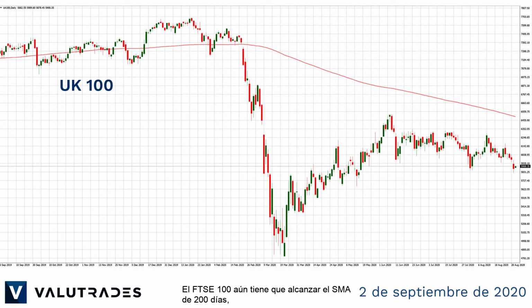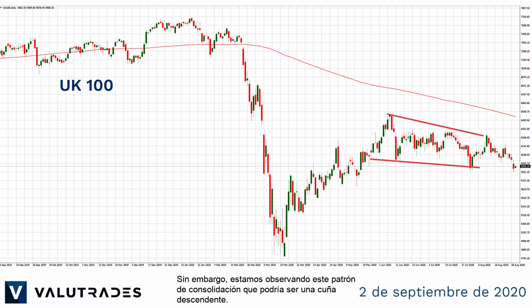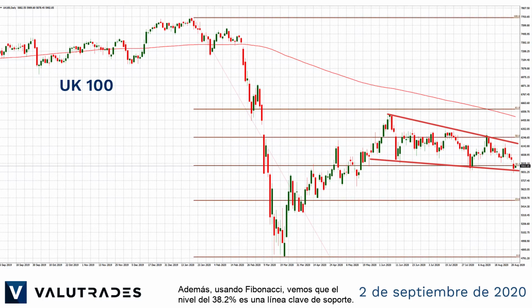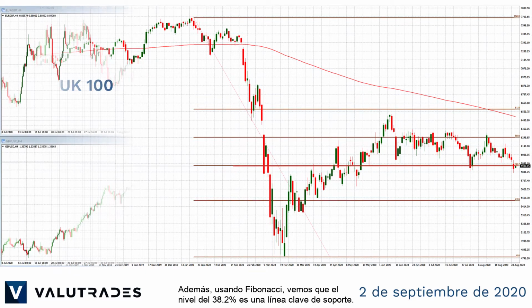The FTSE 100 has yet to reach the 200-day moving average, but keep in mind that with a stronger UK pound, shares will fall. However, we are watching this consolidation pattern, which could be a falling wedge. Also, using Fibonacci, we see that the 38.2% level is a key line of support.